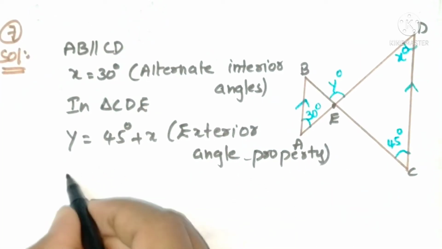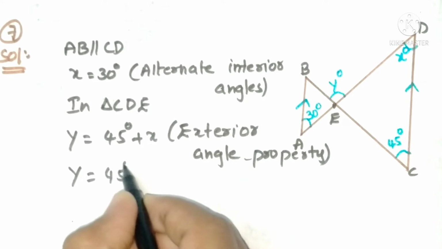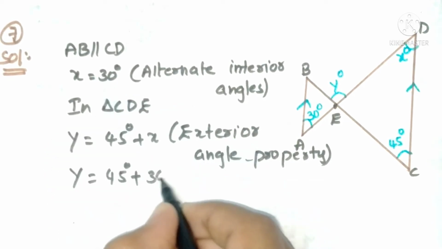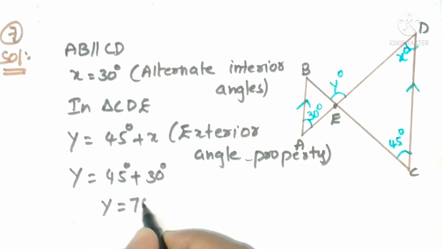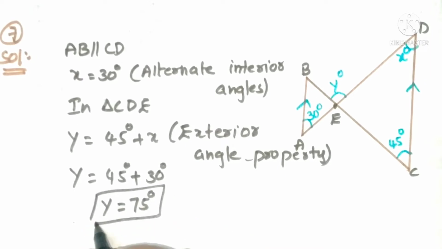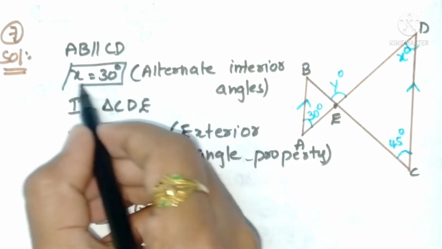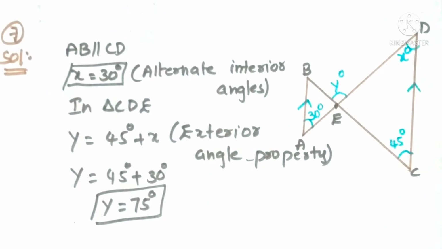Exterior angle property. So y equals 45, and what about x? 30. So y equals 75 degrees and x equals 30 degrees.